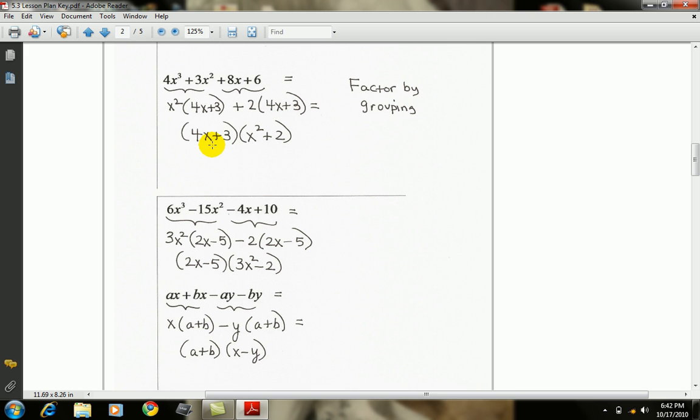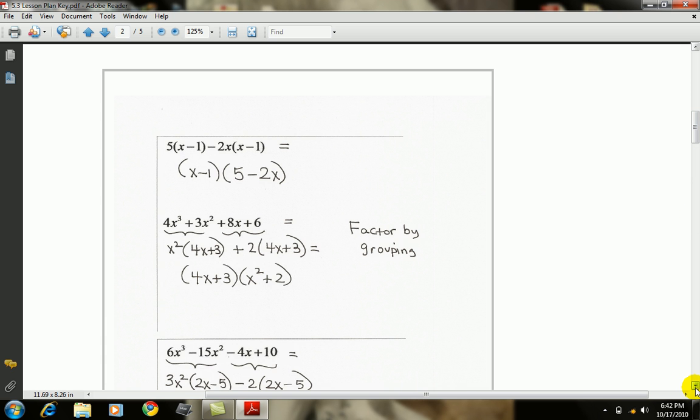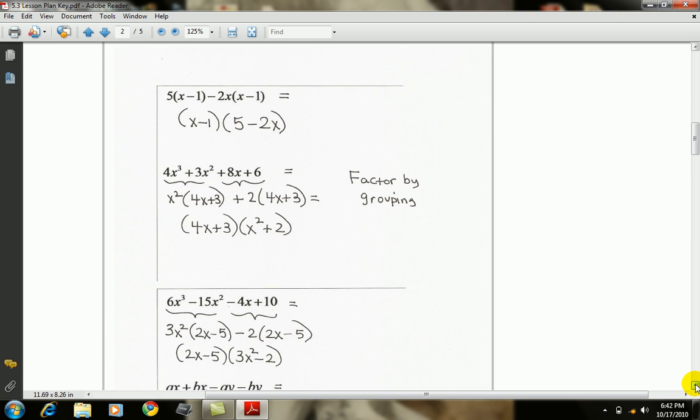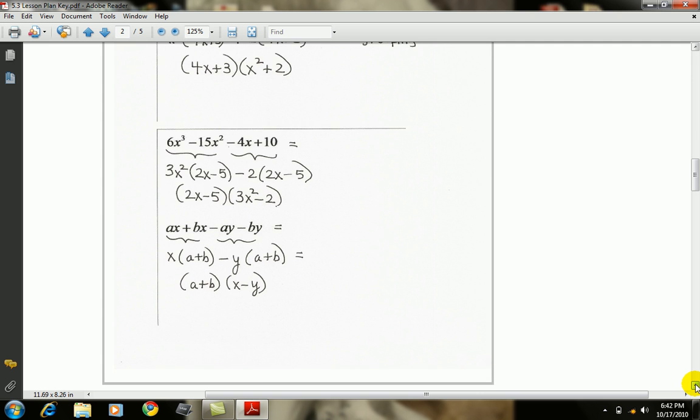I like to put the GCF in front. So I have 4x plus 3 in parens, and what's left over when I pull that out would be x squared plus 2. That also has to go in parens. Oh, went too far, sorry about that. Let me scroll down a little bit slower here. Here we go for our last two problems on this movie.